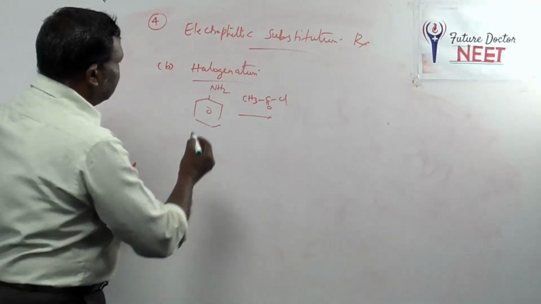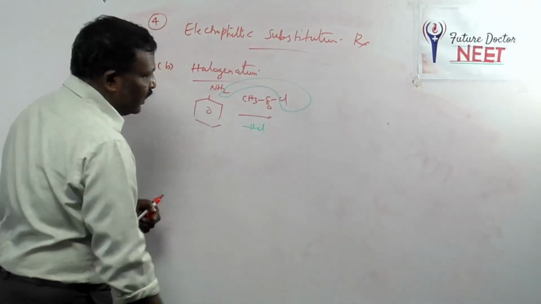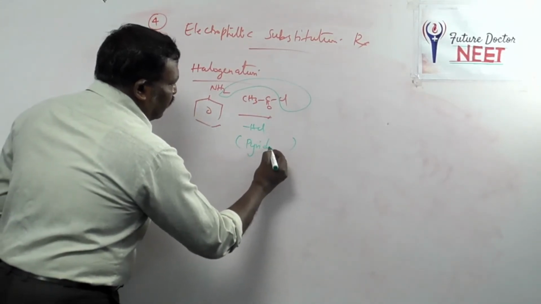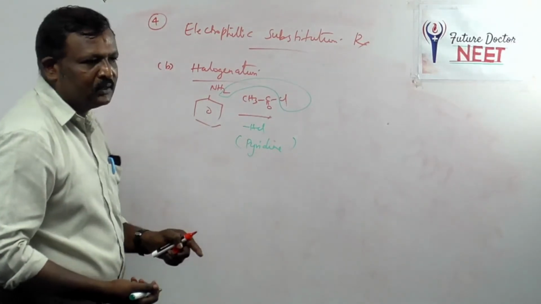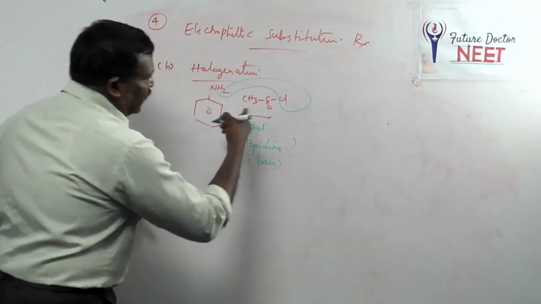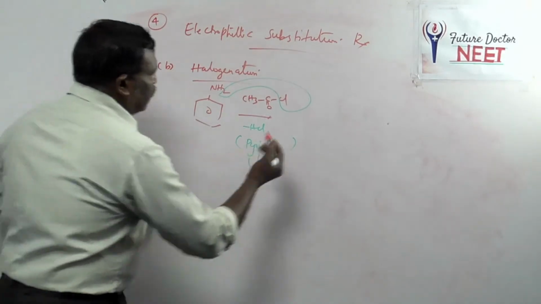Understood? Okay. Then you know minus HCl. Are you following? Okay. Then only we are using one base. Yesterday I told you, what's the base to remove HCl? Pyridine is a base. This also they will ask. Okay. Pyridine is a base to remove HCl from the compound. Are you following? Okay. What's the product?